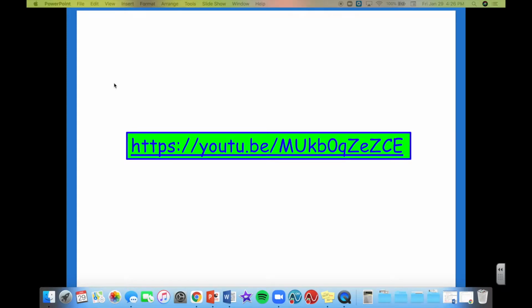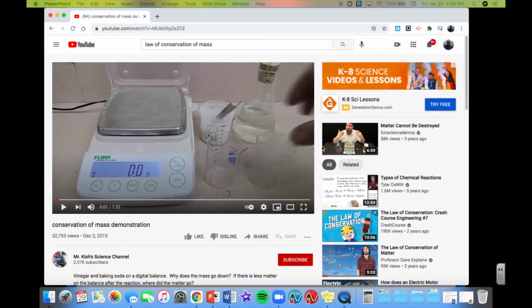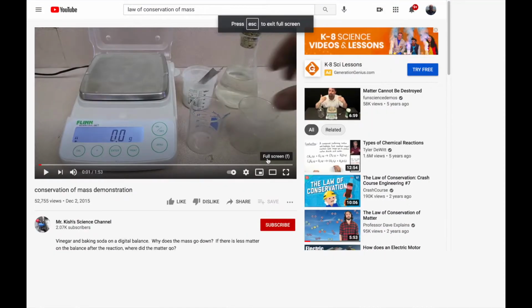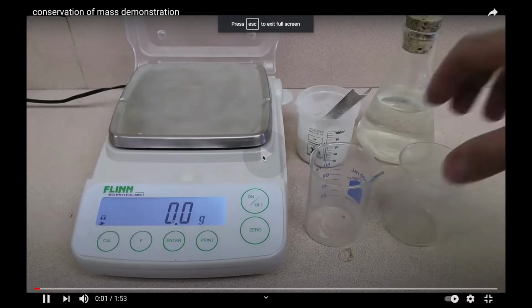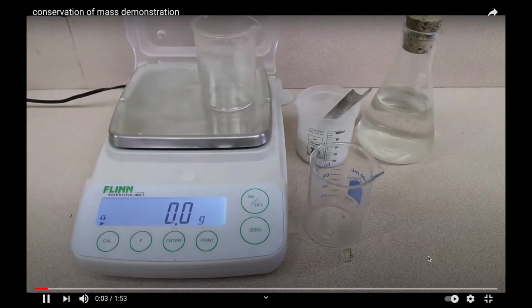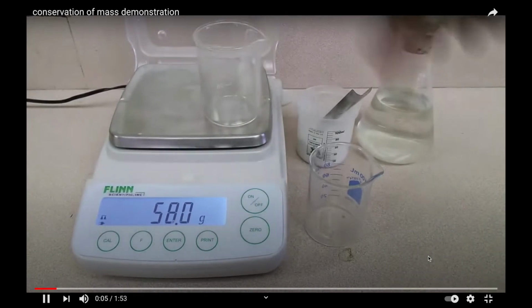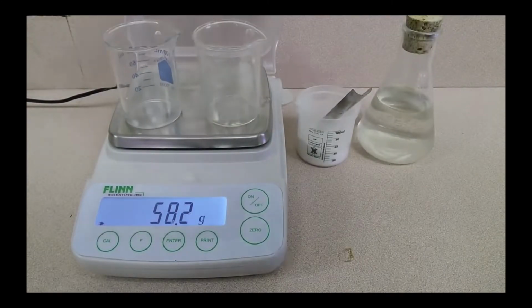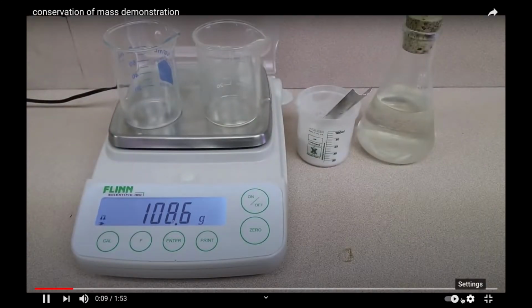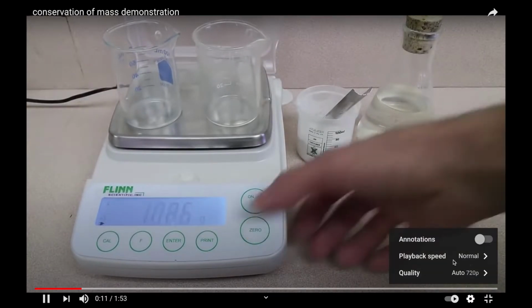Okay, hello guys. We're going to start by watching a quick demonstration about the law of conservation of mass, and I think it's a really great video here. So you see he's just going to mass two different beakers, and let's see if we can speed up the settings here.